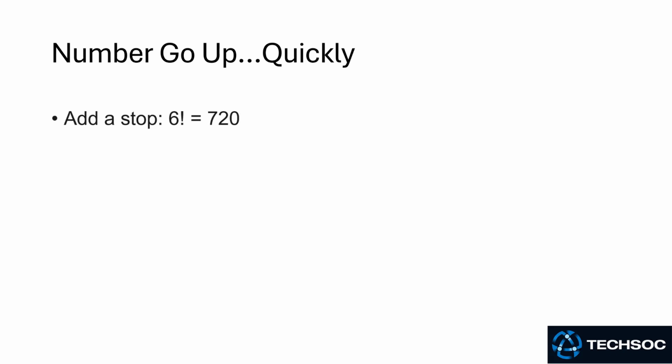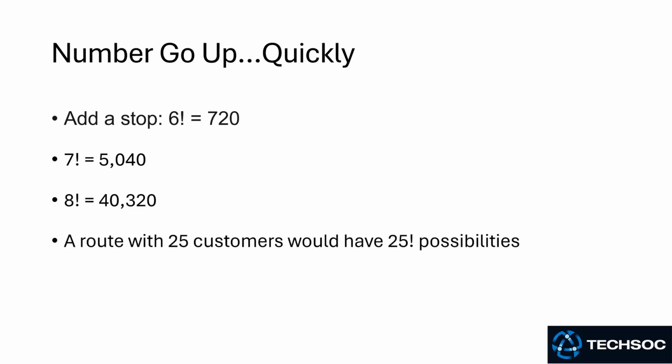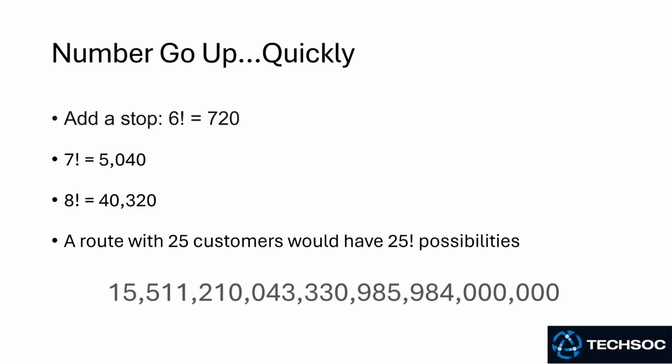If you add a stop, you go from 120 to 120 times 6, or 720. 7 is 5,040, 8 is 40,320, and a route with 25 customers would have 25 factorial possibilities. What does that number look like? It looks like this. That is over 15 septillion.